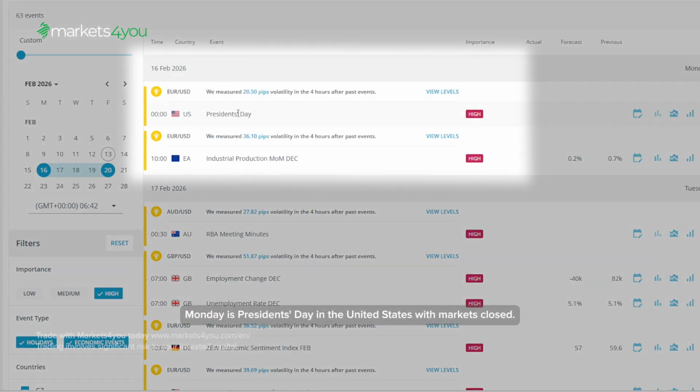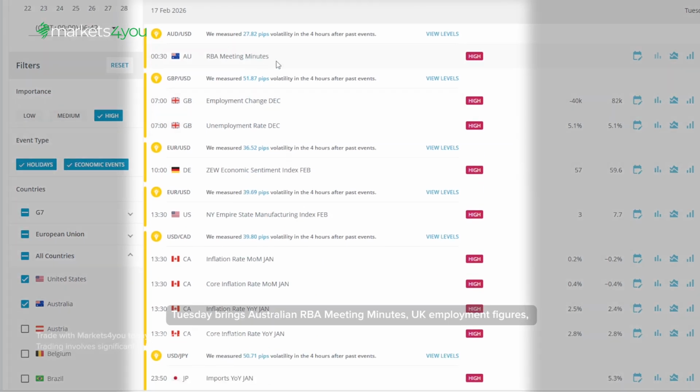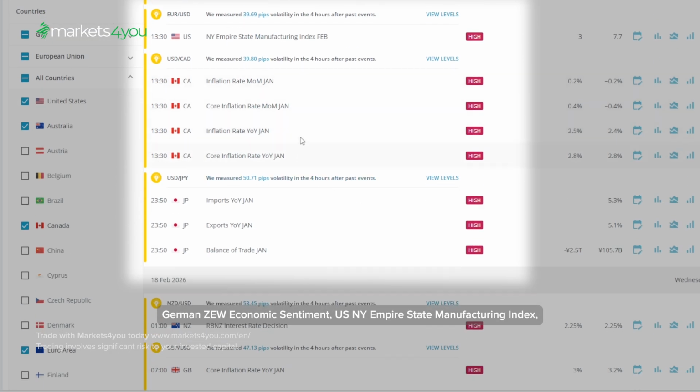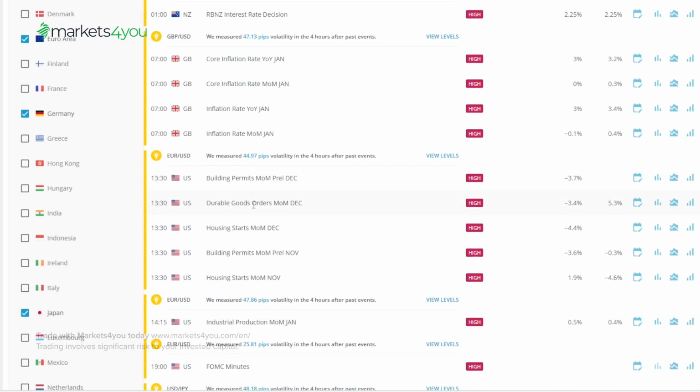Monday is President's Day in the United States with markets closed. We'll see Eurozone Industrial Production data. Tuesday brings Australian RBA meeting minutes, UK employment figures, German ZEW economic sentiment, US New York Empire State Manufacturing Index, Canadian inflation data, and Japanese trade balance figures.